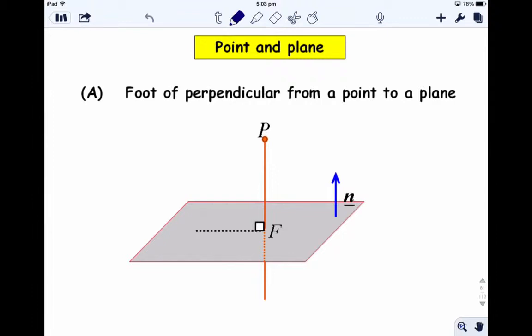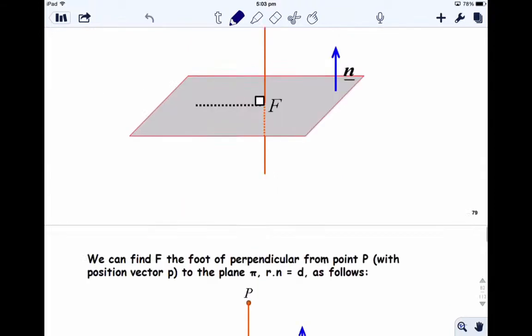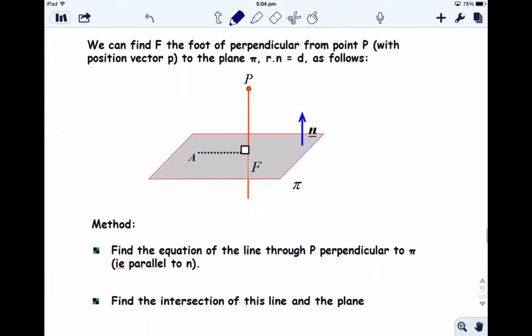So first one, the foot of perpendicular from a point to a plane. You can see from the diagram that the quickest way of getting from this point to the plane is obviously going directly to the plane. So that angle between PF and the plane is going to be, you guessed it, 90 degrees. So they're going to be perpendicular. So let me do the working for this particular example.